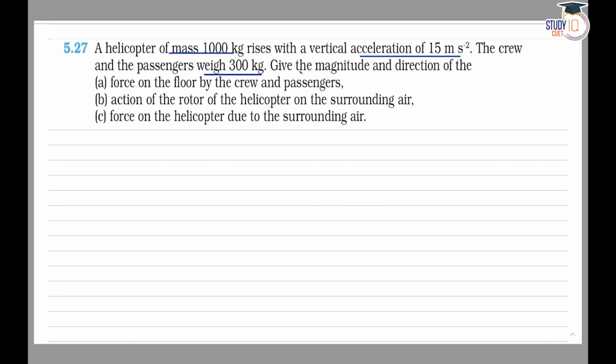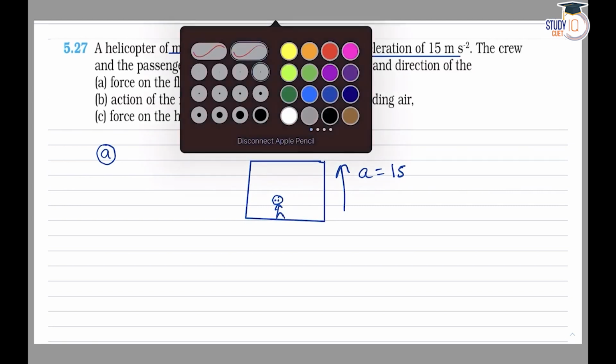In this, we have to find out the first part, which is the force on the floor by the crew and passengers. So this is just equivalent to the problem of a lift that we had done earlier. The passengers are sitting in the helicopter, which is moving in the upward direction with an acceleration of 15 meter per second square. Now you are supposed to find out the force on the floor, that is, the normal force exerted by the person on the floor.